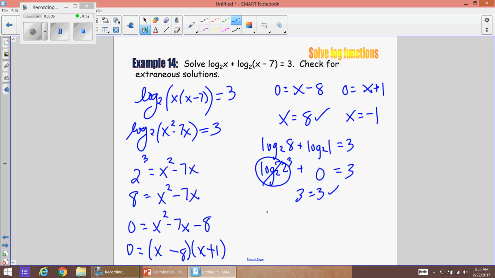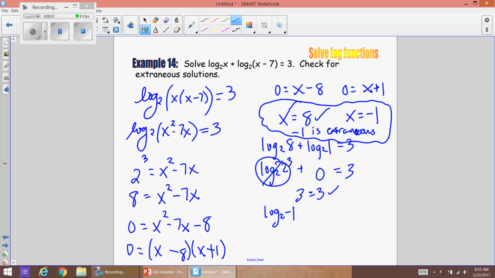Now plug in -1. You get log base 2 of -1. Oop, stop right there. -1 is extraneous. I didn't forget the E, but I can't get it to write. There we go. -1 is extraneous. How do I know -1 is extraneous? Because I'm not allowed to have the log of a negative number.